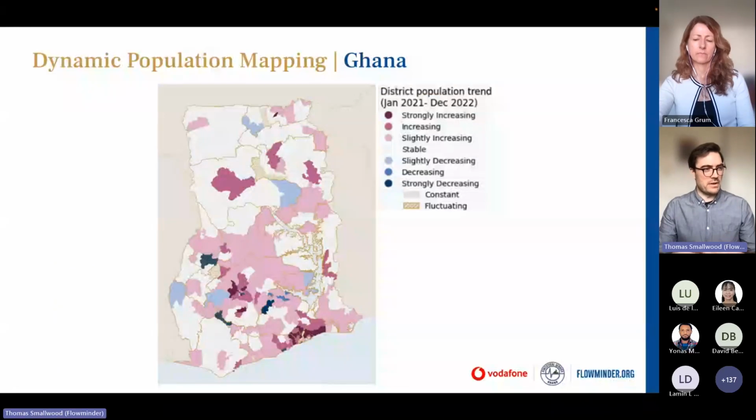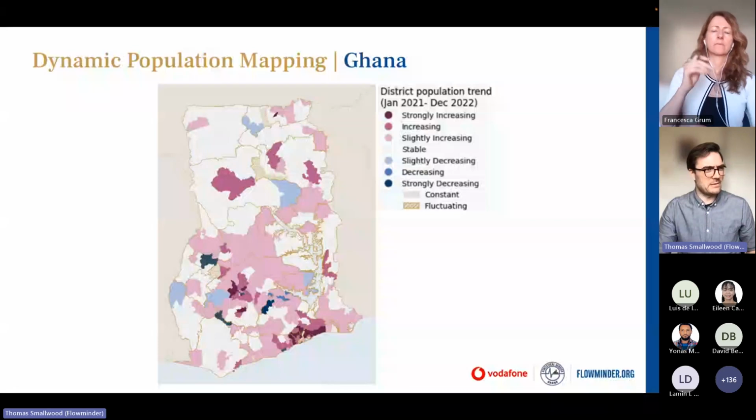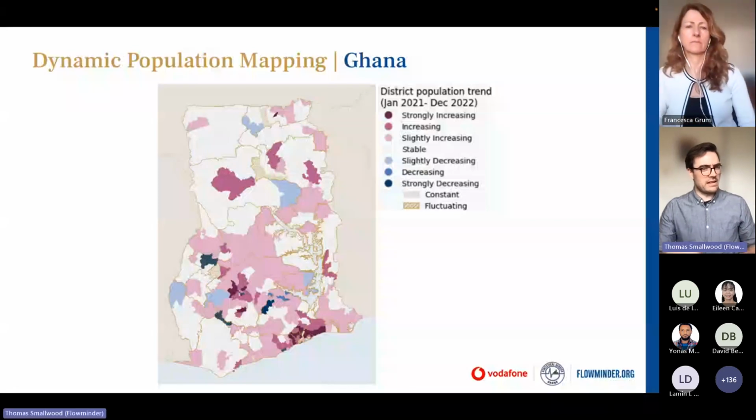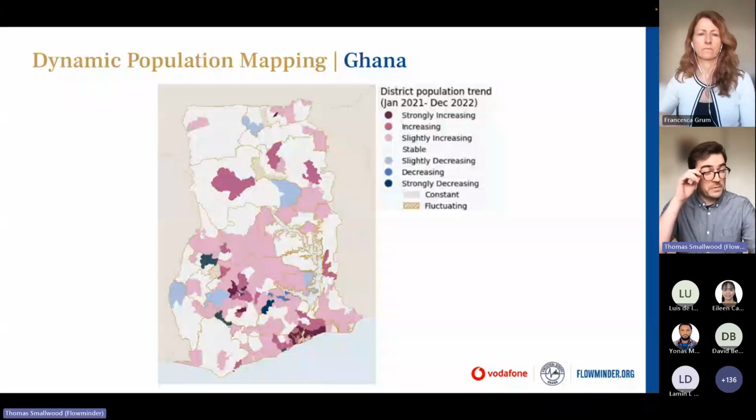And what we know going into this from the work that we've done in Ghana previously, and as we've seen from David already, is that the population is changing in districts across the country. We have some districts where the population is increasing and others where the population is decreasing, and a smaller number where the population fluctuates, so it goes up and down over time as people move in and out on a seasonal basis.